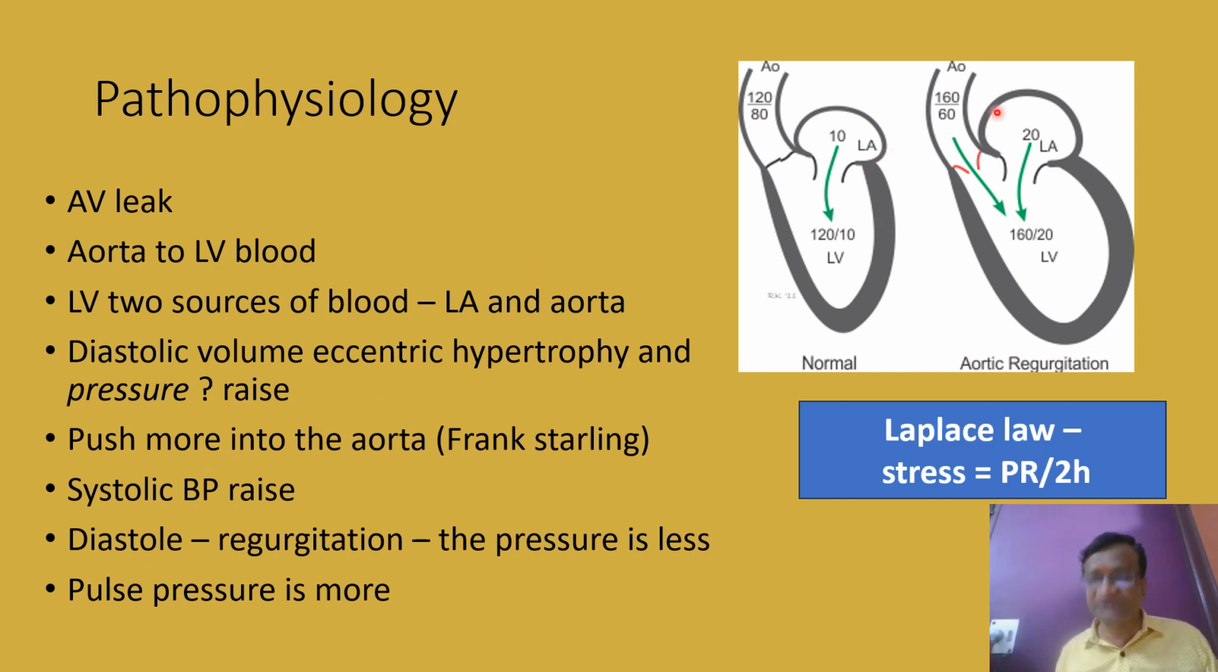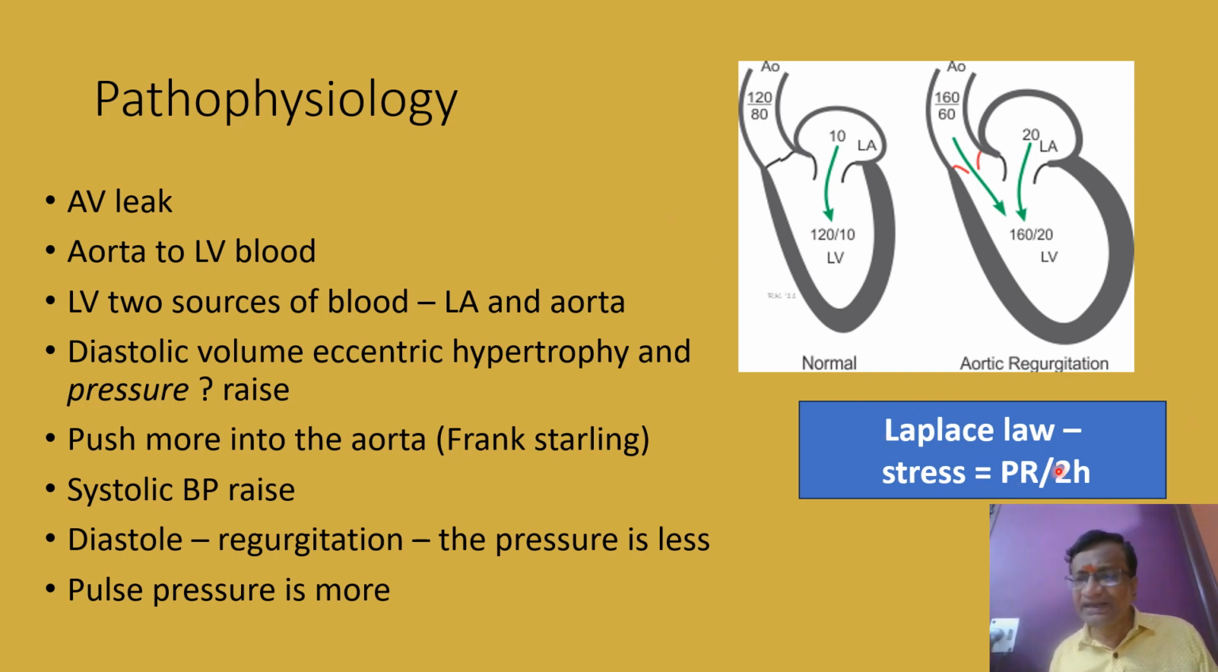The diastole has regurgitation. So this 80 may become 60. This 120 will become 160. Now you see here, systolic has risen because more preload and pushing. Diastolic is decreased because of regurgitation. So pulse pressure, the difference between these two, increases.